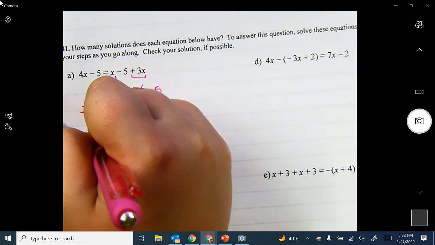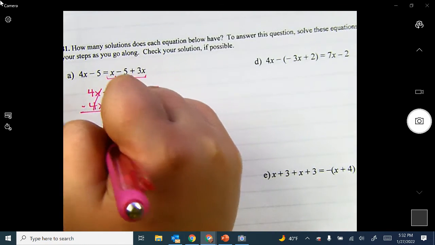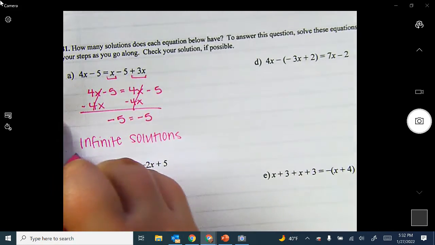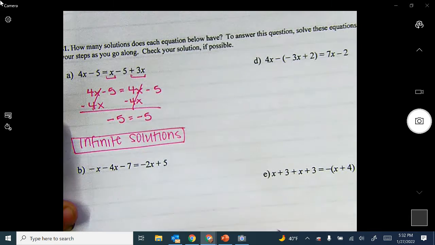Therefore, this problem has infinite solutions. Remember, that is your answer, infinite solutions, not negative 5 equals negative 5, infinite solutions. That's your answer.